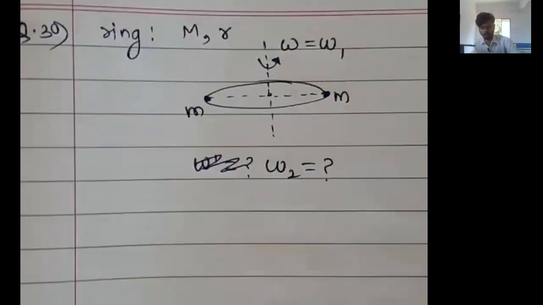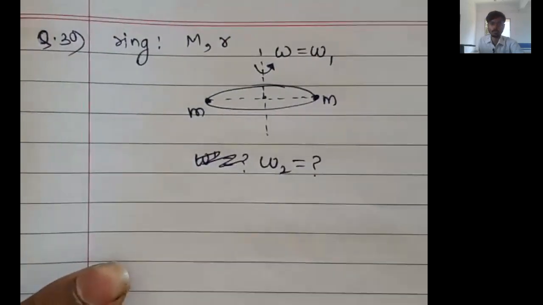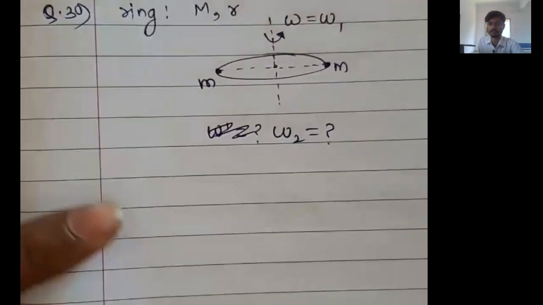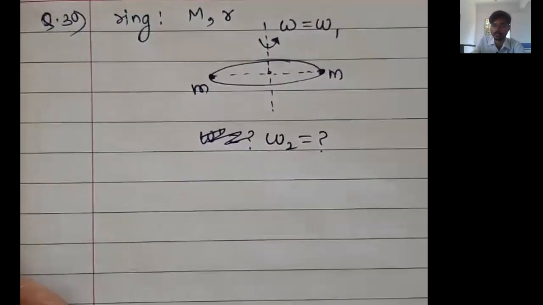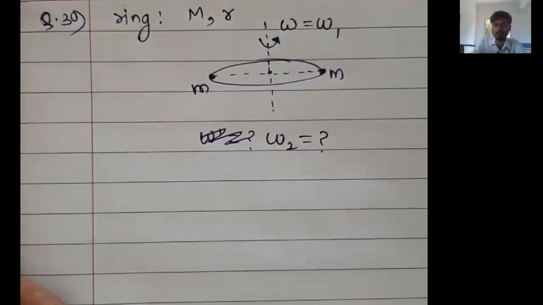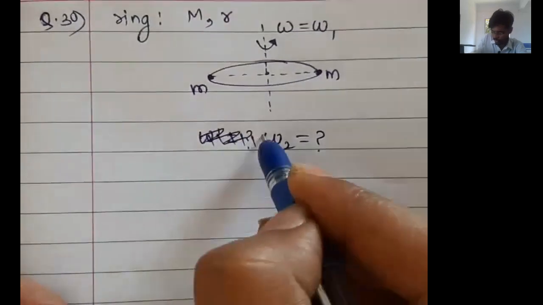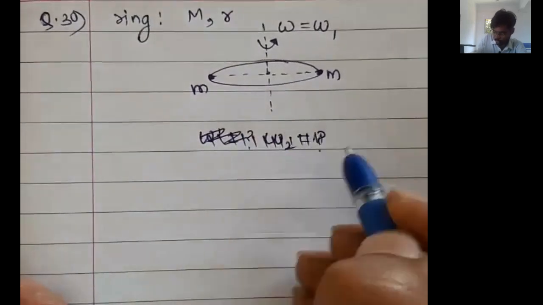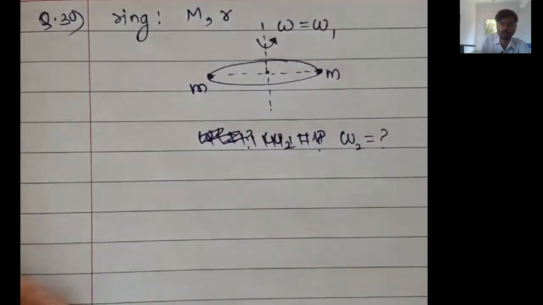Now you tell me which logic we shall use. Which type of question is this? This is the type of question of momentum conservation, angular momentum conservation. Whenever such a question is asked, what will you be doing? You will be using the concept of conservation of angular momentum.